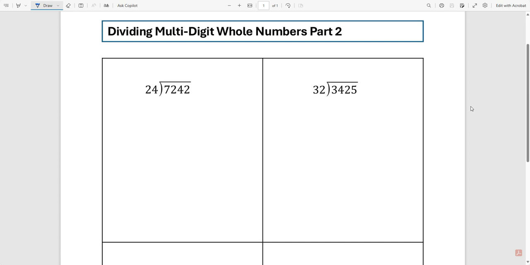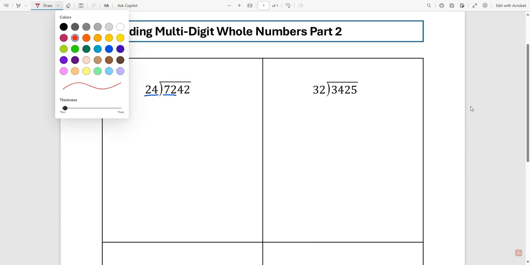In the first question, we have 7,242 divided by 24. I'm going to use the same method that I did in part one, and that I was shown way back in fourth and fifth grade on how to divide whole numbers. In a case like this, we have 4 digits divided by 2 digits. Since the divisor is 2 digits, we'll look to the first 2 digits, and I'll underline the first digit in red.